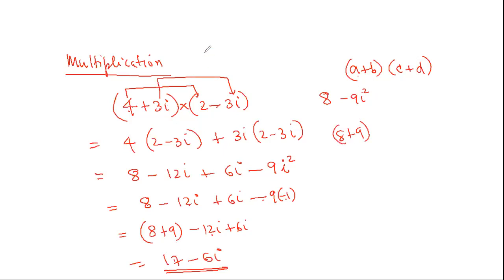After this, you can do the imaginary part mentally too. How do you get the imaginary part? 4 will multiply with minus 3i and 3i will multiply with the 2. So 4 into minus 3i is minus 12i, and a 6i. When you add, you'll get minus 6i. You can do it mentally like this. For the real number, real with real, imaginary with imaginary. For the imaginary part, real with imaginary, imaginary with real. Okay? Yes, sir.